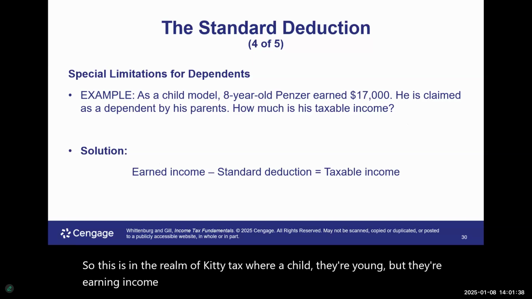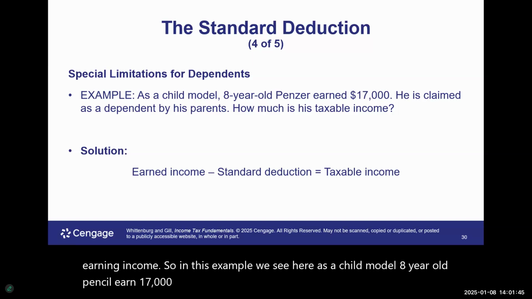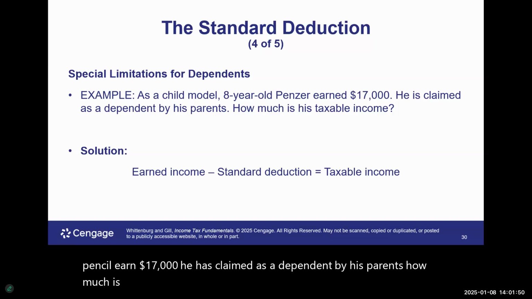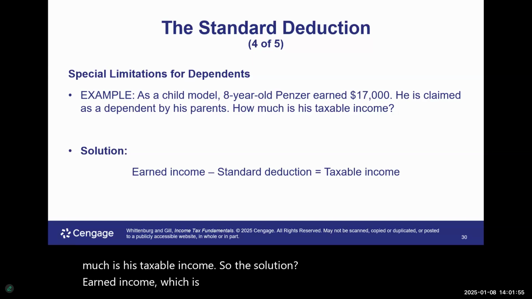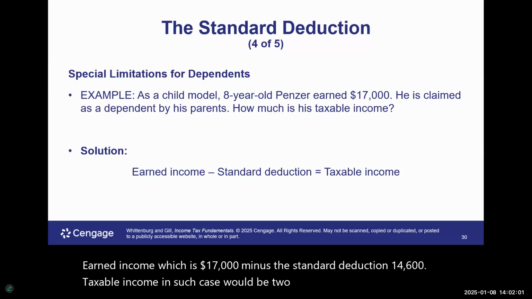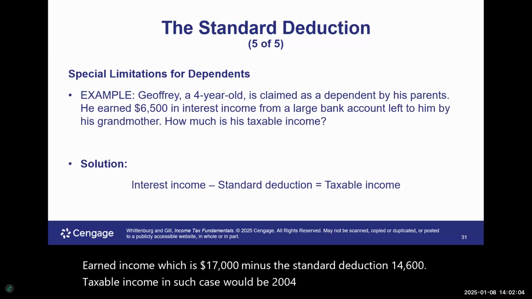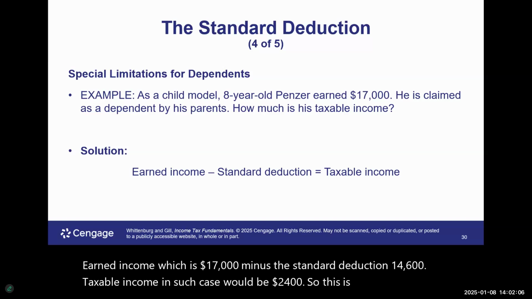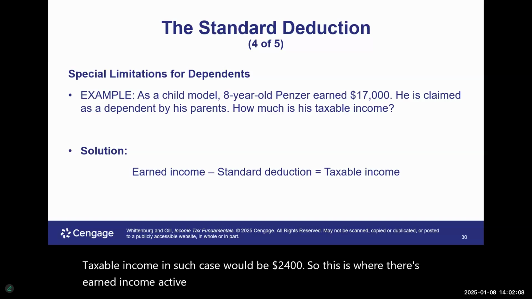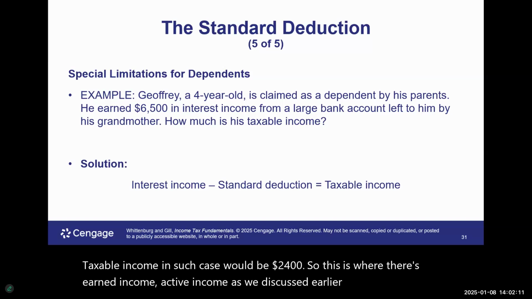So in this example we see here, a child, 8-year-old Spencer, earned $17,000. He is claimed as a dependent by his parents. How much is his taxable income? So the solution is his earned income, which is $17,000, minus the standard deduction, $14,600. Taxable income in such case would be $2,400. So this is where there's earned income, active income, as we discussed earlier. Now, in this case, we have Geoffrey.